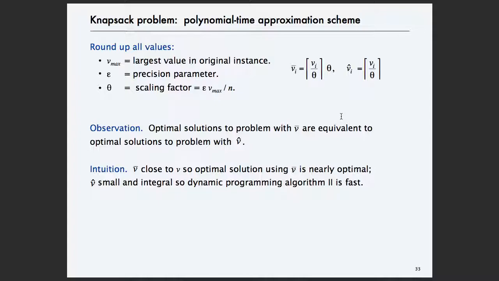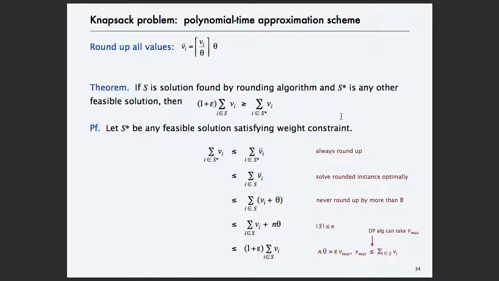Basically, if I define Vmax as the largest value and epsilon is my precision parameter, I define delta as my scaling factor, which is epsilon, my precision parameter, times Vmax divided by n. The optimal solutions in this new space are equivalent, but, it's close, but not the same. I'm going to have ties that I wouldn't have on the other side.